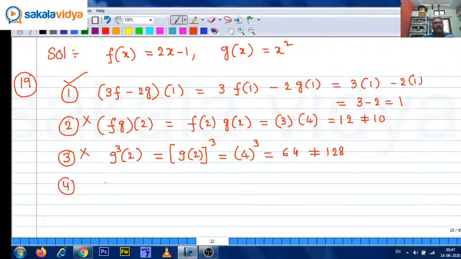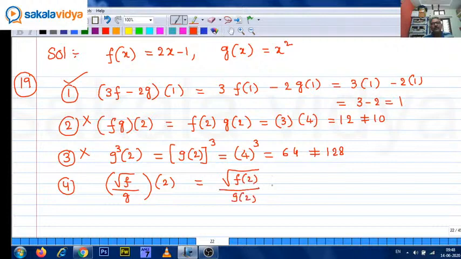Fourth option, root of f upon g of 2. That means this is root of f of 2 upon g of 2. So let us calculate f of 2. F of 2 means root of, this will be 4 minus 1, 3. G of 2 is 4, so root 3 by 4. What is given but root 3 by 2? This does not equal root 3 by 2. So it has been discarded. Yes, absolutely correct. The first one is the right option.